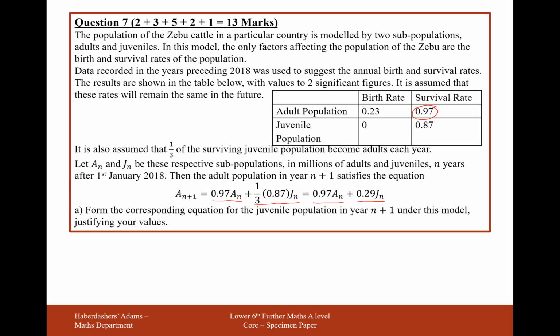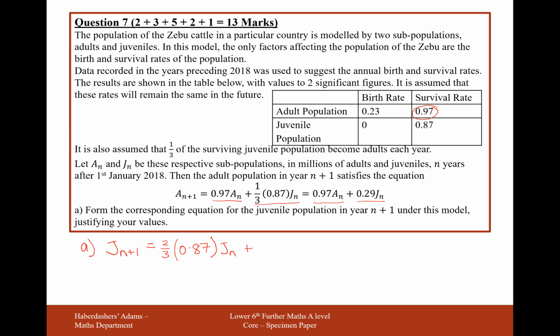So what we have to do next is form a similar equation for the juvenile population in year n plus 1. So let's go ahead and do this. So part A will have Jn plus 1. So first of all, we'll have 87% of the juvenile population survive, but only 2/3 of those will remain juveniles. So we're going to have 2/3 of 0.87 of those juveniles.